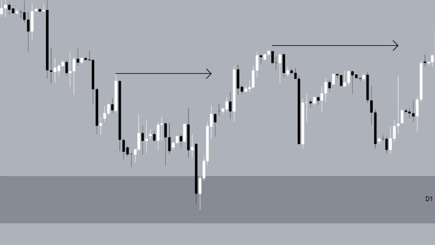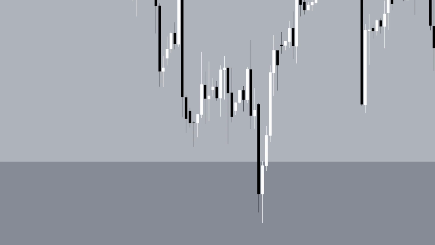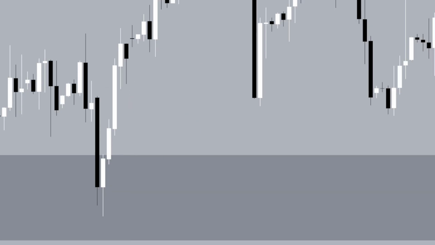Now we understand we had a bullish POI over here, or a bullish fair value gap over here, right? So we didn't have the entire fair value gap filled, right?